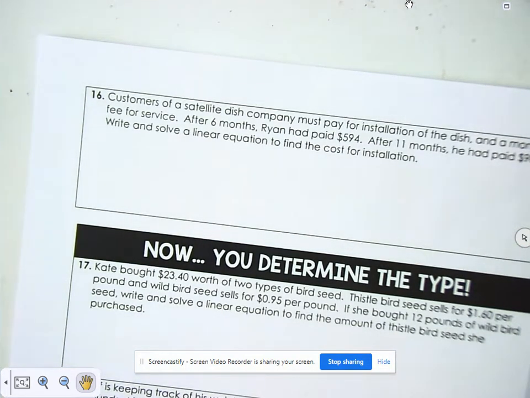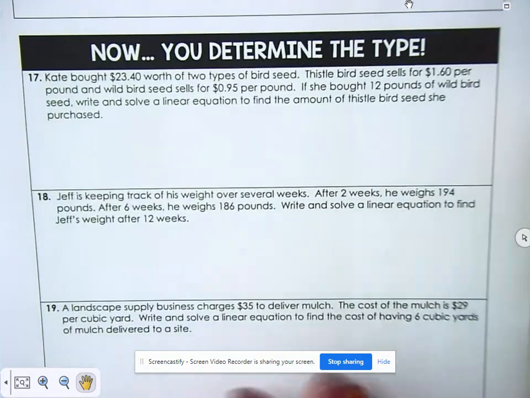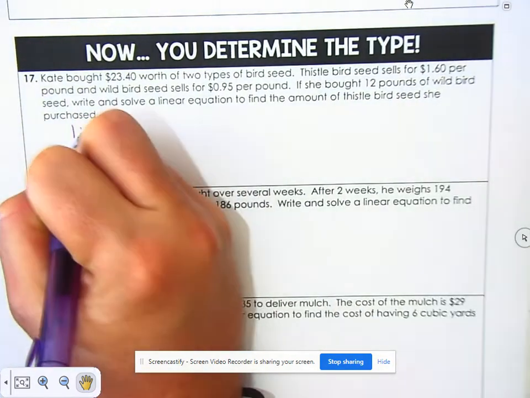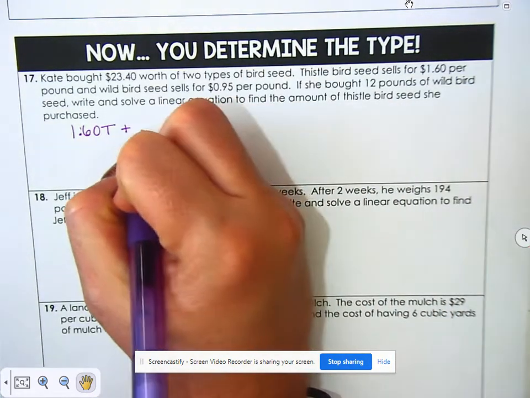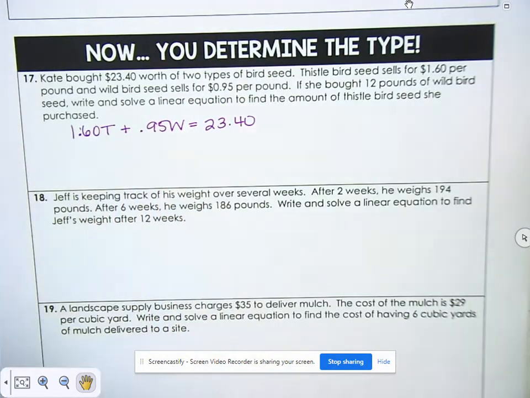All right, so now we're going to go to the you-determine-the-type section. We worked on these together in class, so I'm just going to go through and set these up. I'm not going to do a bunch of talking with this, but basically you're just deciding how we're going to do it. Kate bought $23.40 worth of 2 types of bird seed. These were our standard form ones. She's got thistle bird seed for $1.60 plus wild bird seed for 95 cents, so 0.95 for wild, and that equals a total of $23.40.